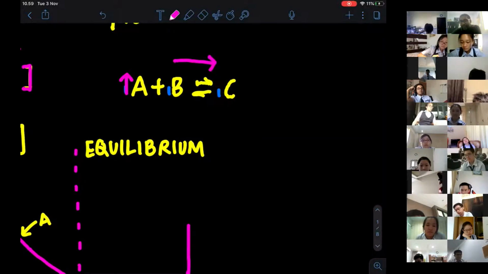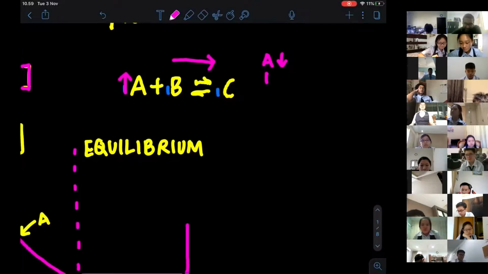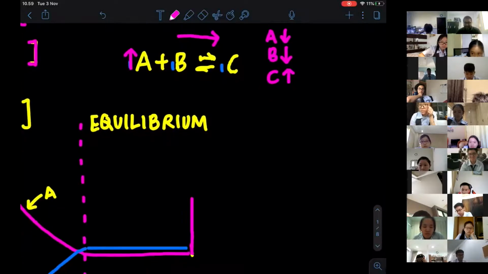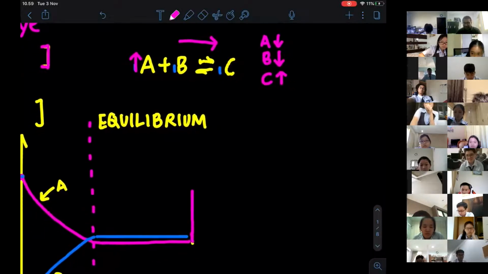Okay, when the position is shifted to the right, what will happen? Your A will decrease, because you're using the A. At the same time, because it's going to the right, B will decrease, and C is going to increase in concentration. So let's see whether we can actually show that in this particular graph.